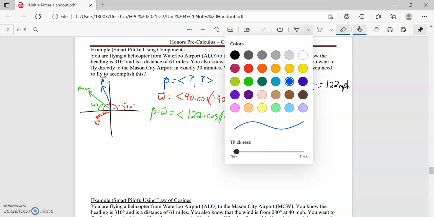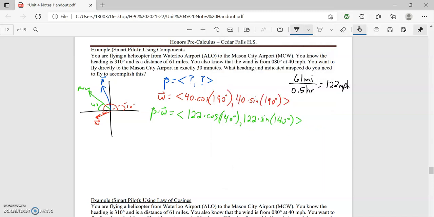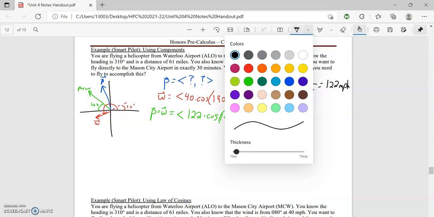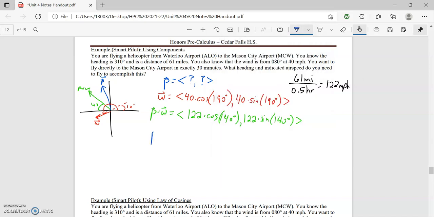So let's do that. You can write it out in black here. So we need to take, well, I guess I should do it in blue because we're finding vector P. Well, 122 cosine of 140 is the P plus W x. So we take that minus 40 cosine of 190 degrees.